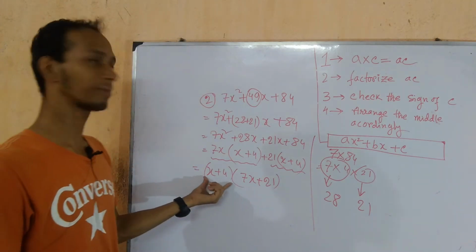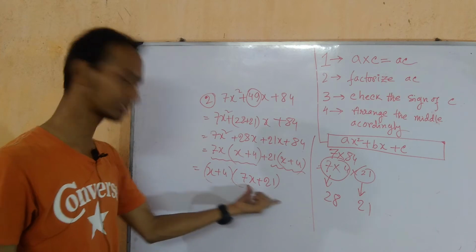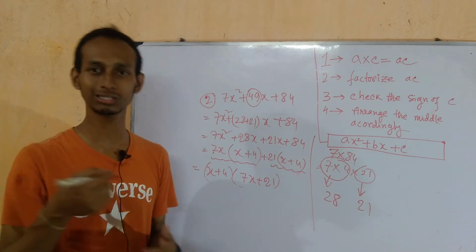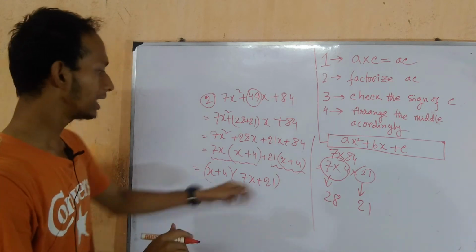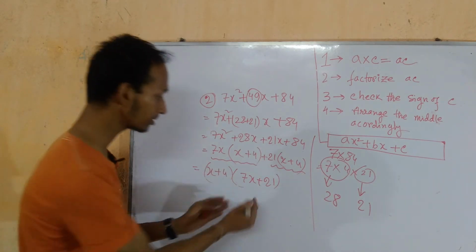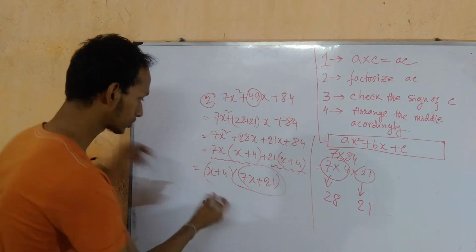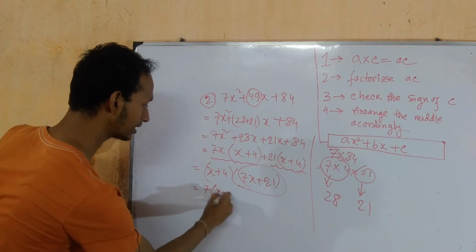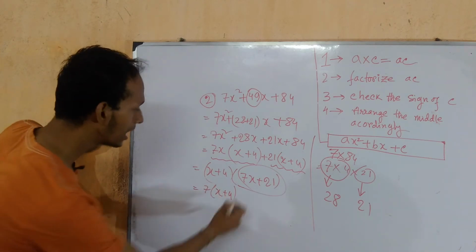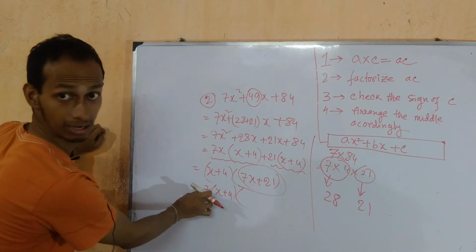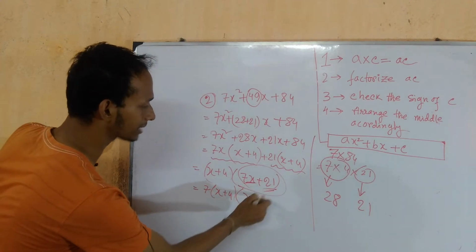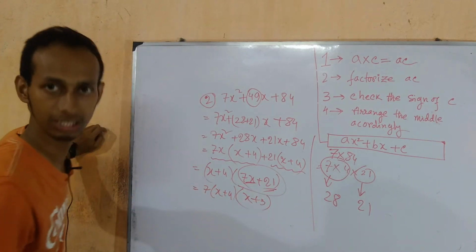Now just check, from x plus 4 nothing is common, but from the term 7x plus 21, you know that 21 is actually 3 into 7. So 7 is a factor of 21, and you can take 7 common from that part only. So I am writing that 7 here, and x plus 4 will remain the same. And from this part, if I take 7 common, then what will be remaining? From the first term x will be remaining, and from the second term 3 will be remaining, x plus 3.